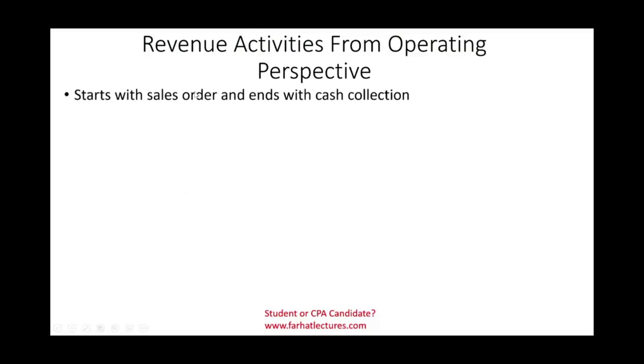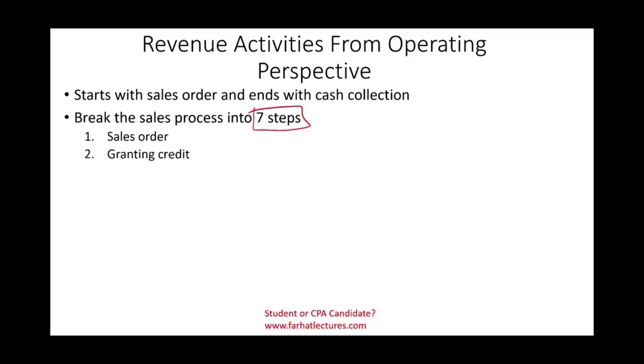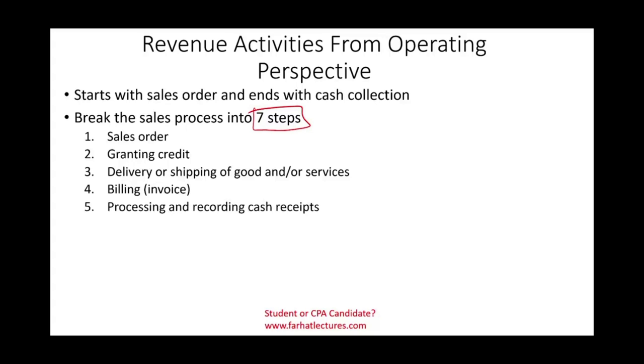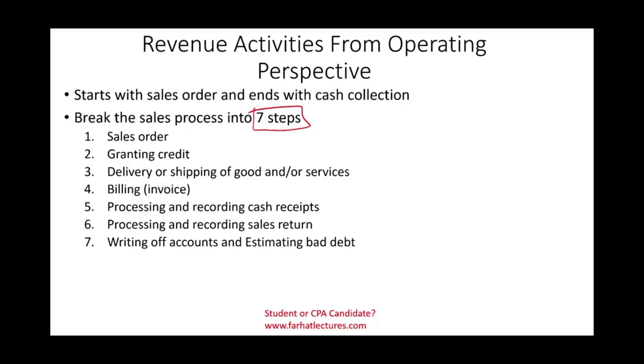From an operating perspective, the revenue cycle starts with the sales order and ends with cash collection. That's basically how it works. I'm going to break the sales process into seven steps. The first step is receiving a sales order. The second step is granting credit. Once we grant the credit, we deliver or ship the goods or the services to the customers. Then we bill the customer, we invoice the customer. Then we process and record the cash receipts, assuming we sold on account, and this is what we are assuming here. Then we process and record any sales returns, if any. Then we write off accounts and estimate bad debt.